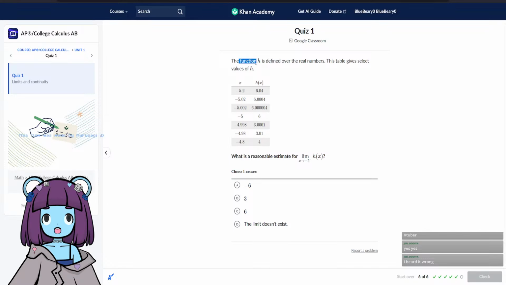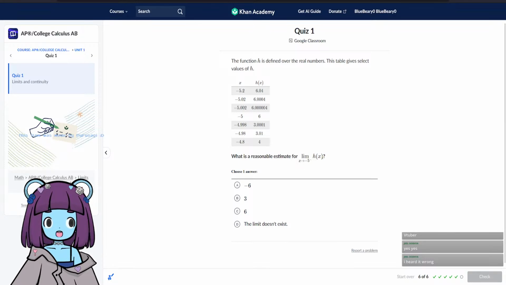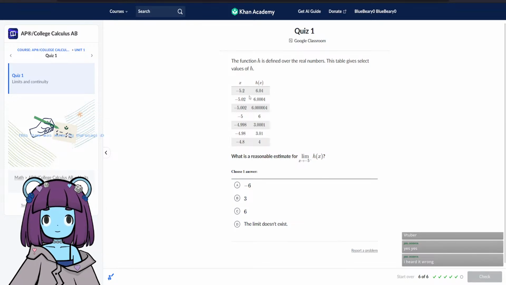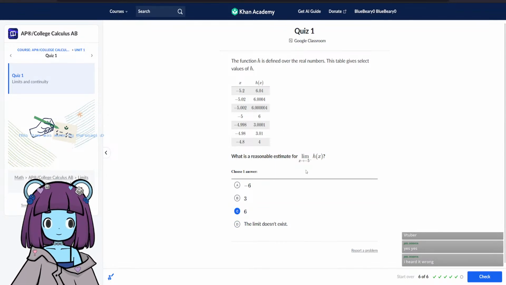The function h is defined over the real numbers. This table gives select values of h. What is a reasonable estimate for the limit of h of x as x approaches -5 from the left side? We look at this part, because it's from the left side, and we can see that it decreases approaching 6. So honestly, I would say that 6 is a reasonable estimate.